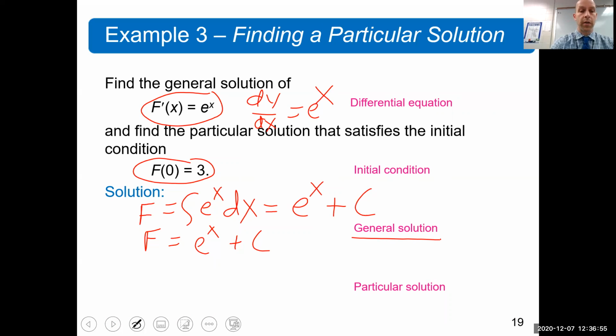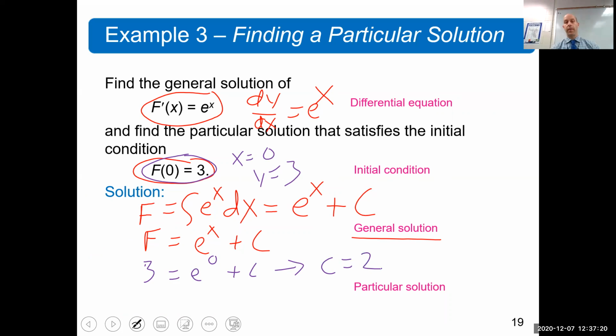Now, to find the particular solution, we're going to need to use this information right here. That's telling us that when x is equal to 0, y is equal to 3, or f of 0 is 3. So what we're going to have to do is substitute 3 in for f and 0 in for x. And we will see that, no pun intended, c in this case is going to be equal to 2, because e to the 0 is 1, and 3 minus 1 is 2. So the particular solution here is f of x equals e to the x plus 2.